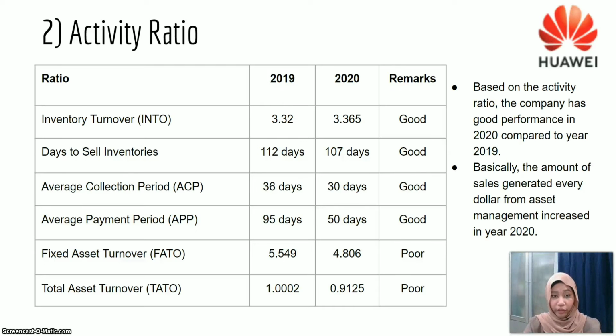The second one is days to sell inventories. It shows how many days the company needs to clear its inventories. Shorter days are more favorable. The formula is inventories divided by cost of goods sold. In the year 2020, the days taken is 107 days, while in 2019 it takes 112 days. It shows that the company managed to shorten the days by about 5 days compared to before. Thus, the company shows a good performance.